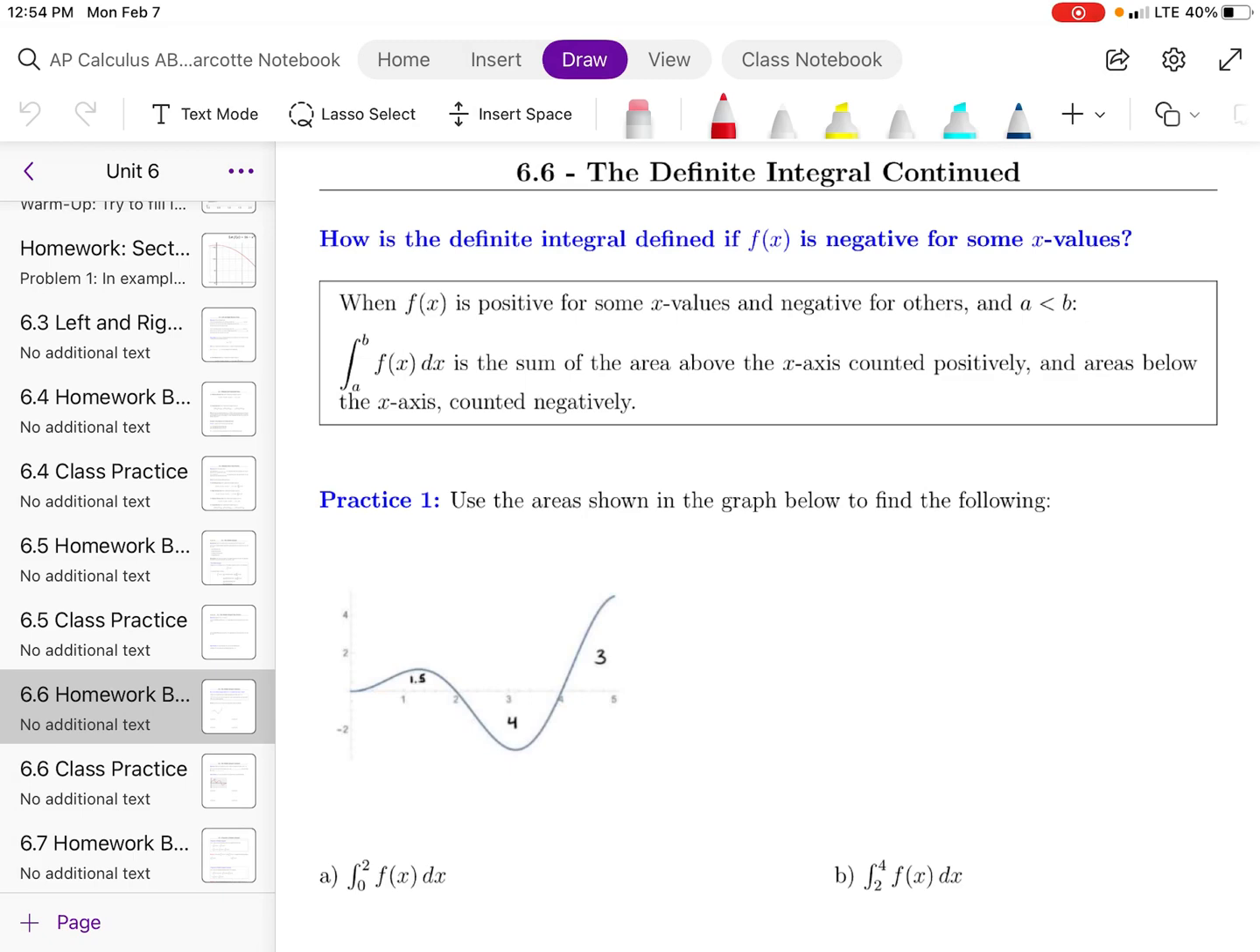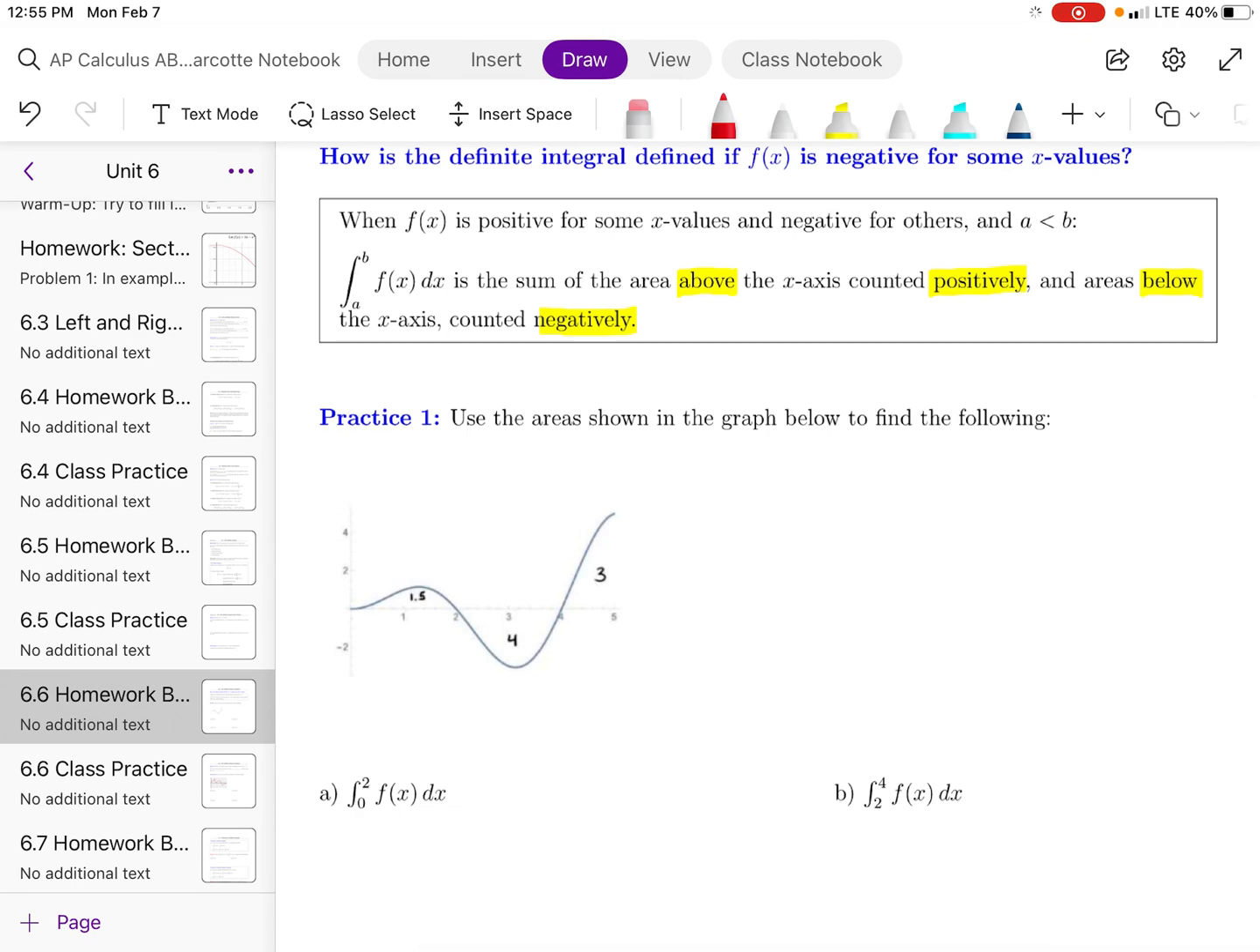What I'm trying to tell you is that when f of x is positive for some x values and negative for others, and a is less than b, the integral from a to b of f of x dx is the sum of the areas above the x-axis counted positively, and areas below the x-axis counted negatively.